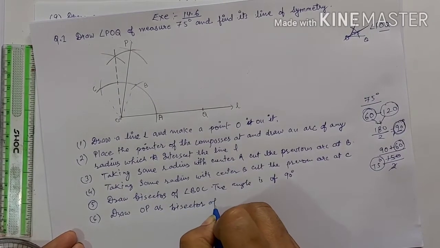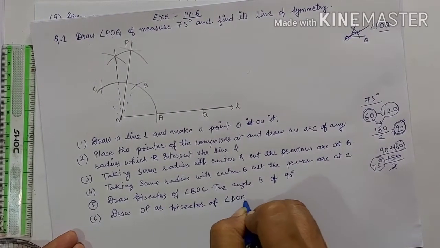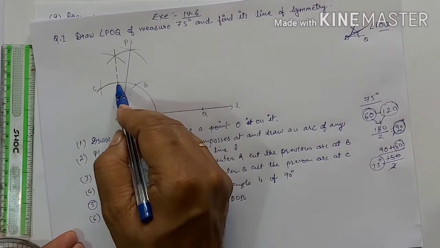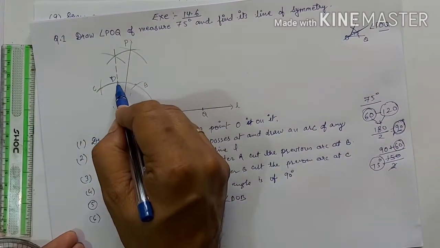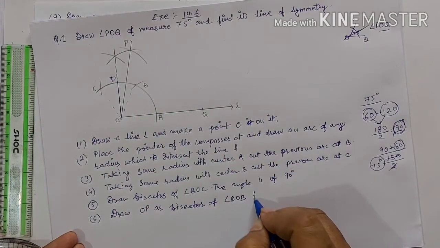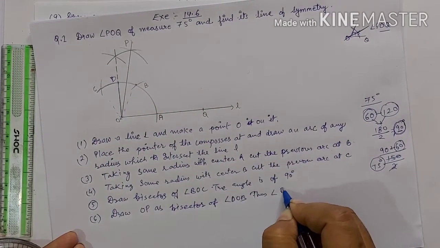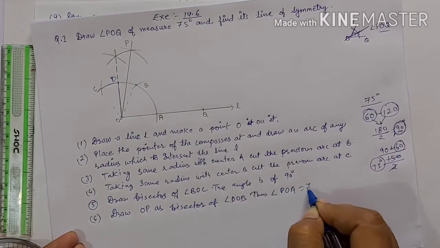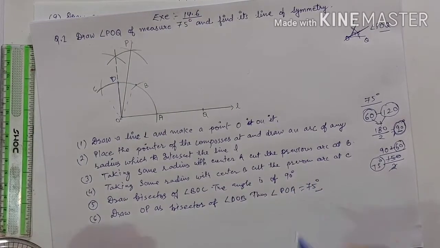Second, step 6 is draw OP as the bisect of angle DOB. Where is the DOB? This is the point of the DOB. Those angle POA is equal to 75 degrees.